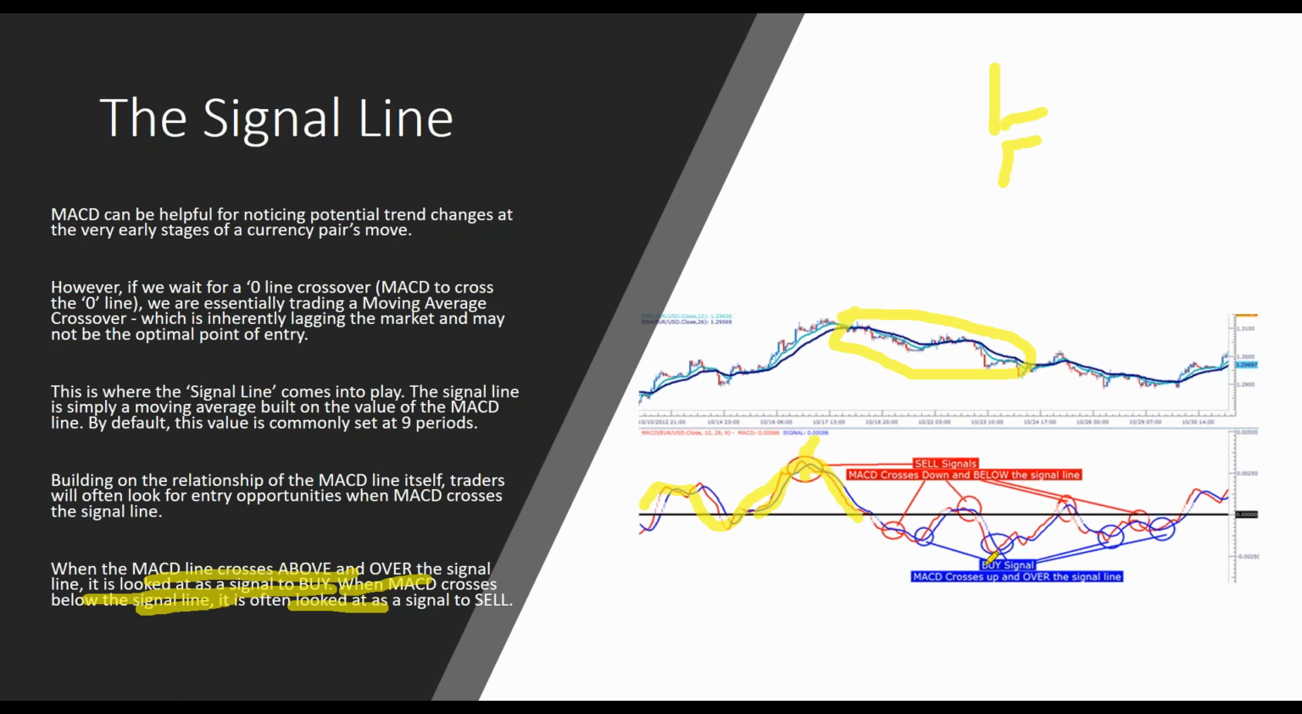So in other words, here we can see the MACD line, which is the red line, crosses over the blue line, giving us a buy signal. Here we have sell signals when they cross below. So what are we looking for? We're looking for a convergence or a divergence.